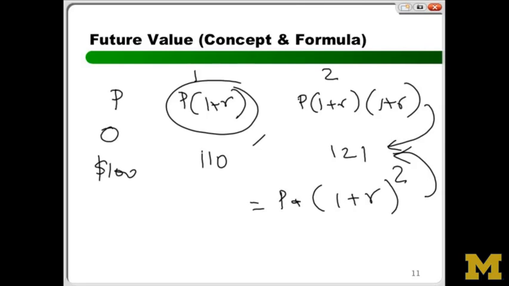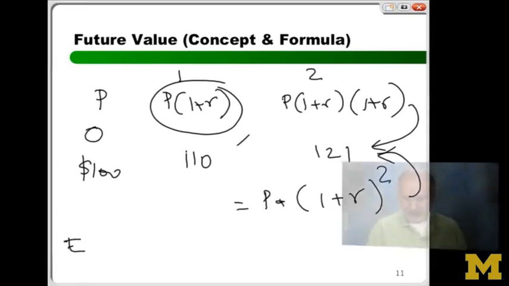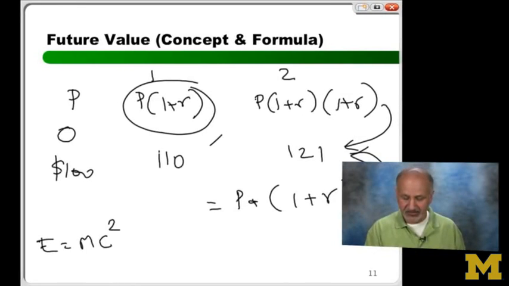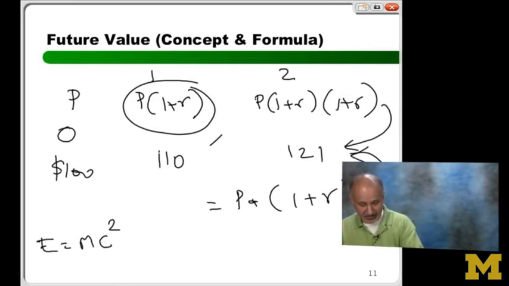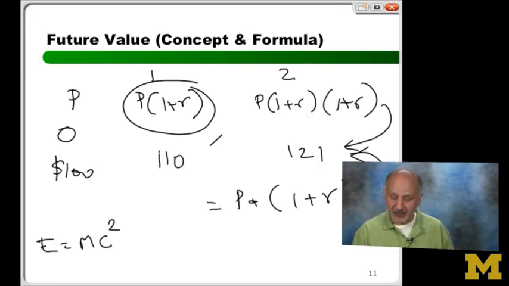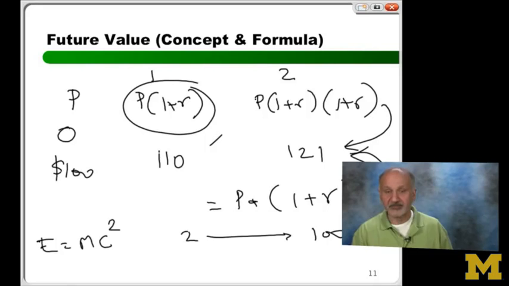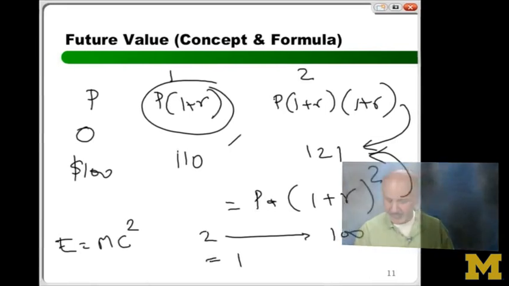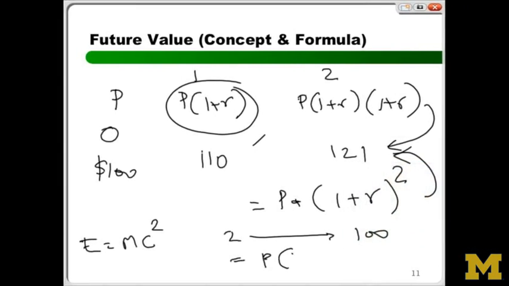You see, Einstein said this. Einstein's most famous equation was E equals mc squared. Now, the square and the square are common to the two. But if 100 years were to pass by, if 2 were to increase to 100, what would this formula become? It would become P times (1+R) raised to the power 100.